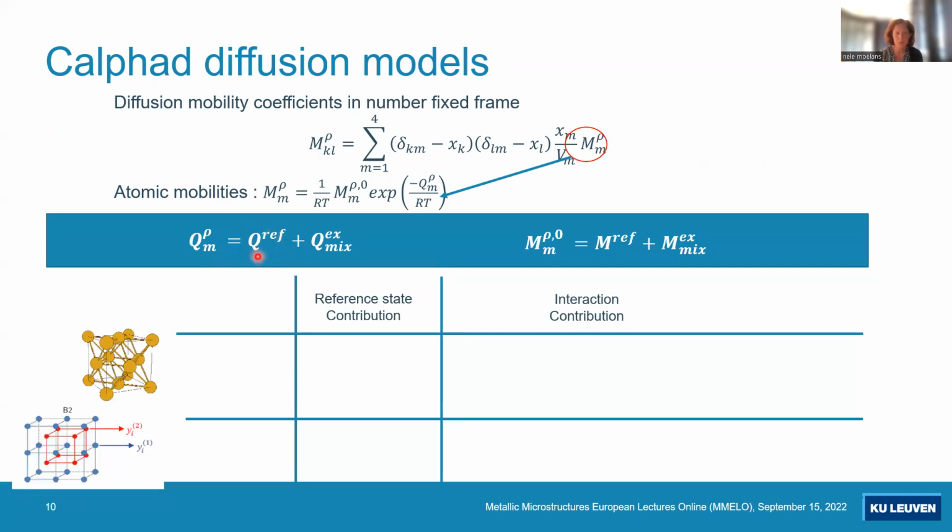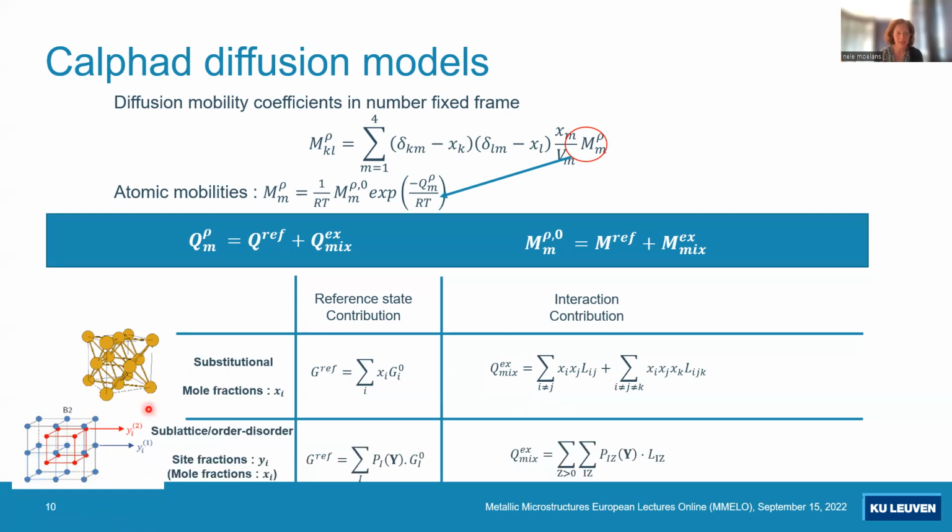Again, for each of these terms, we have a reference contribution and a contribution to mixing. And it depends again on the type of material that you're looking at, what will be the format. So for a substitutional solution model, it can again be expressed as a function of the molar fractions. Here is a mistake. It should be the Q. But if you look at sublattice models, again, we will need both site fractions and mole fractions to express these atomic mobilities. So again, it will not be possible, even if you have the coefficients, to put it directly in the phase field model.